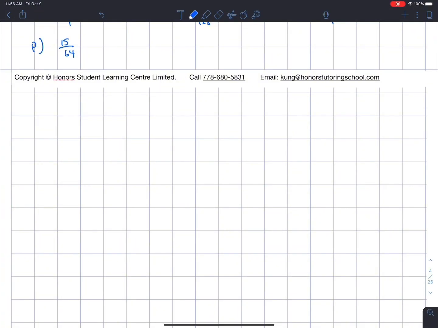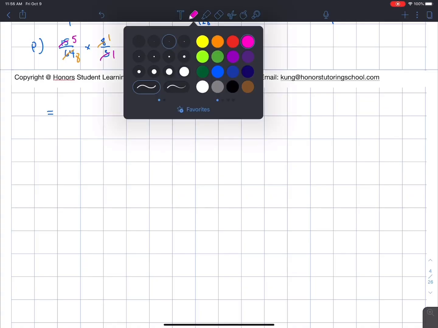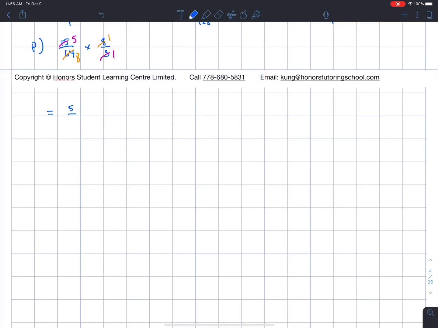15 over 64 times 8 over 3 equals 2. I can divide this by 8 to get 1, divide this by 8 to get 8. Divide this by 3 to get 1, divide this by 3 to get 5. And we get 5 over 8.